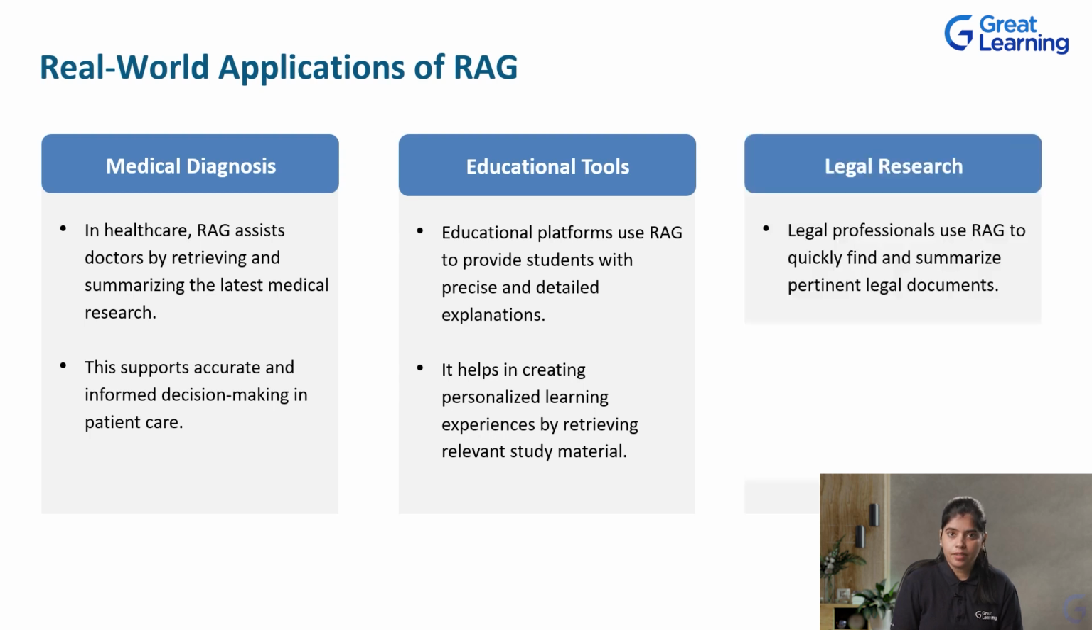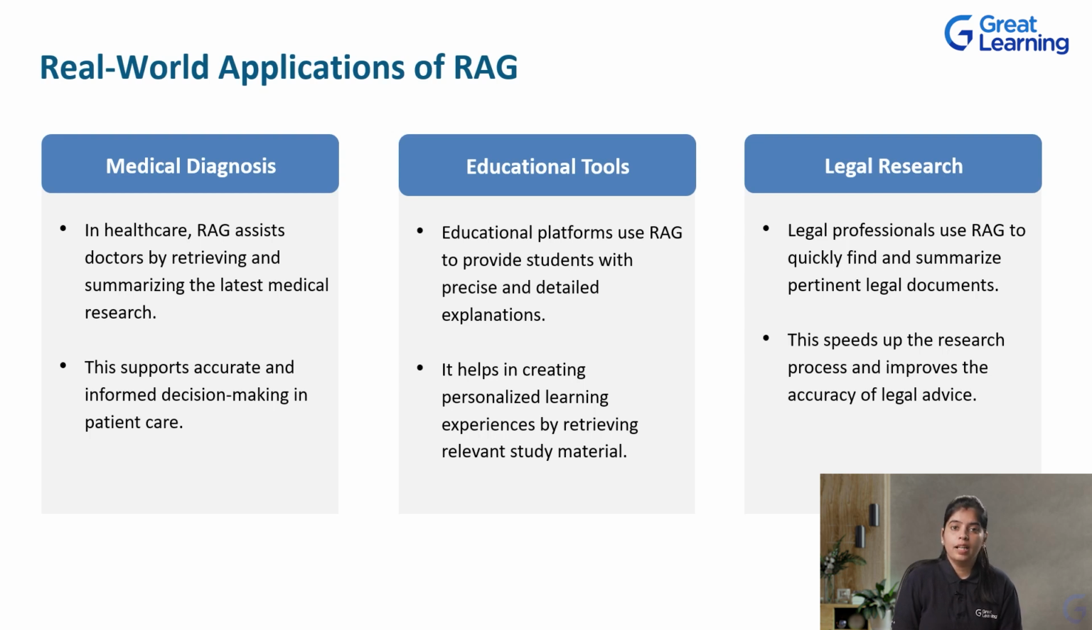Next comes legal research. Legal professionals use RAG to quickly find and summarize the pertinent legal documents. This speeds up the research process and improves the accuracy of legal advice. You know that with legal documents, we actually have to go through a lot of documents. Just to read a document actually takes a lot of time. So it gives you the summarized form of those documents, and based on that summary, you can work in a more effective manner on that research, or you can give more effective advice there quickly. So that's why RAG is very helpful in legal research as well.